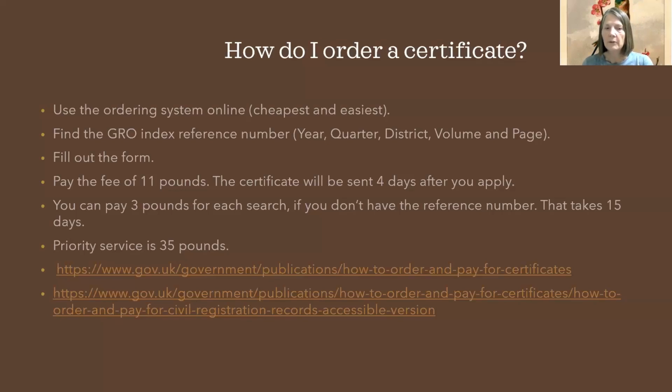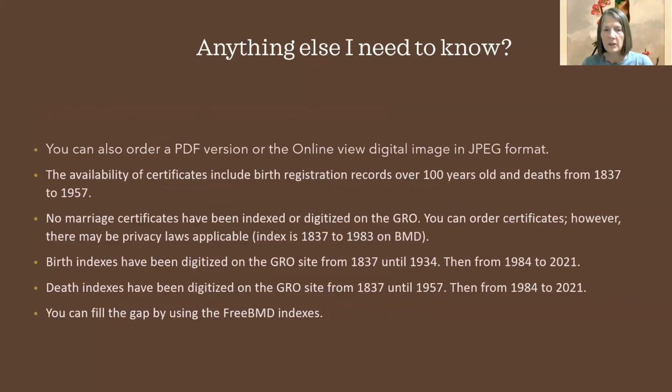If you don't have the reference number, they'll ask you to pay £3 extra, and that also takes 15 days. So that takes a long time. And the priority service, if you want it really fast, is £35. That information is at these URLs. What else do you need to know? You can order a PDF version and an online view in JPEG format.